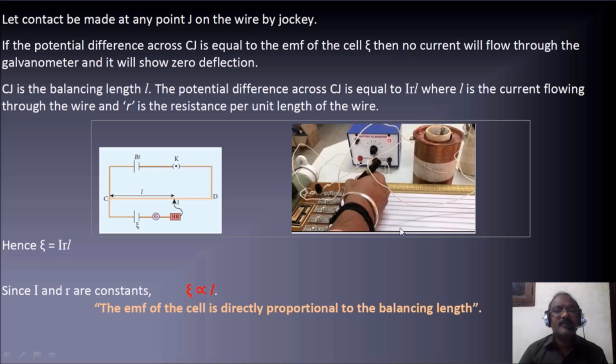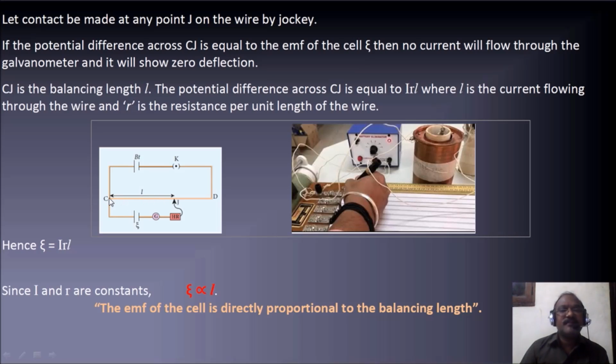When you switch the circuit on, this jockey can be moved along the wire. If the potential difference across CJ is equal to the EMF of the cell, then we will find no deflection in the galvanometer. That means the current will become 0 at this particular point. The current this battery supplies to the wire and the EMF of the cell both apply a potential difference. At a particular point both will balance and we read 0 current here. So this length only we have to measure.